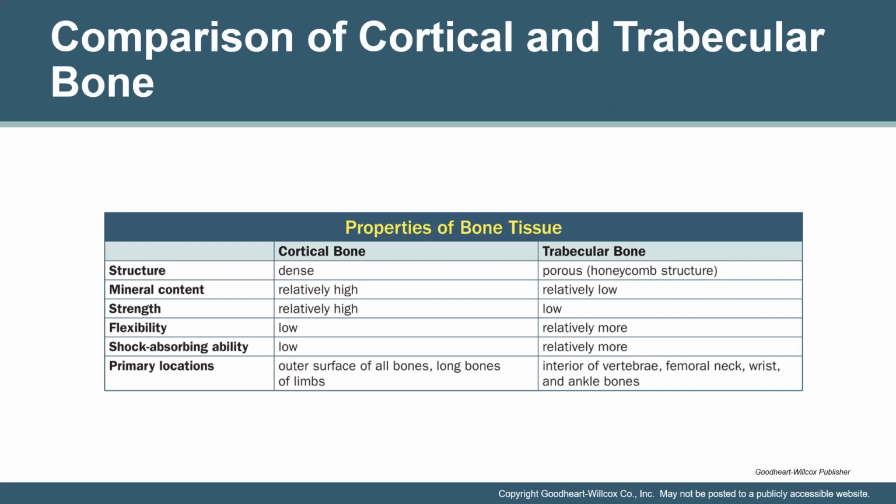When we talk trabecular bone, again, it's going to be porous. It's going to look like a sponge or a honeycomb. Because there's less of it there due to its porous nature, it will inherently have less mineral content. It's not going to be super strong, but it'll have more flexibility than cortical bone or compact bone. And I did mention that it's inside the vertebra. We find it in the femoral neck, the wrist, and the ankle bones.